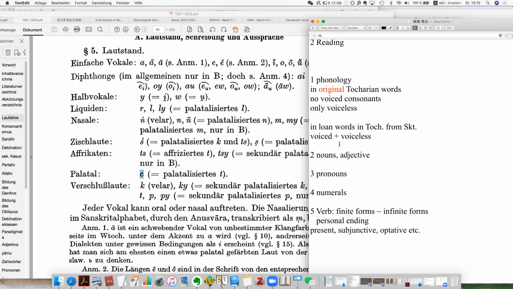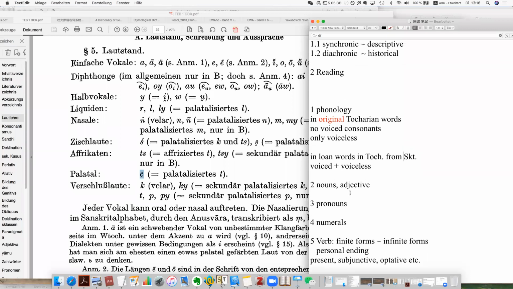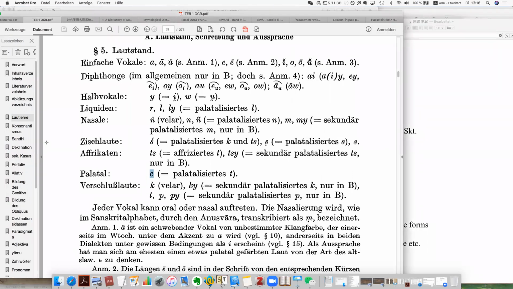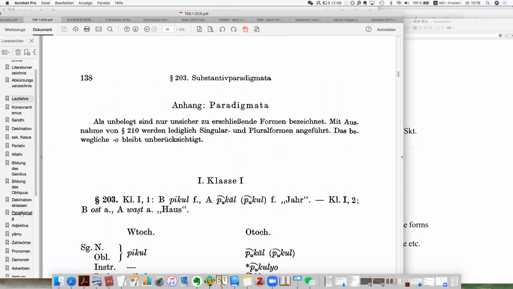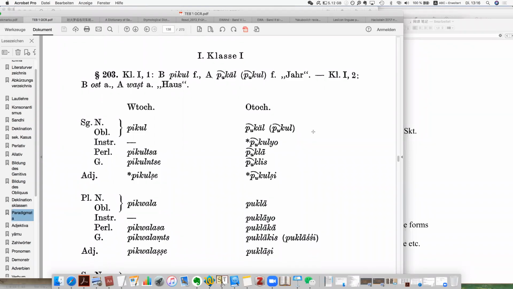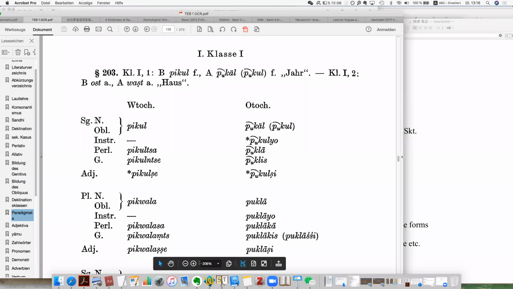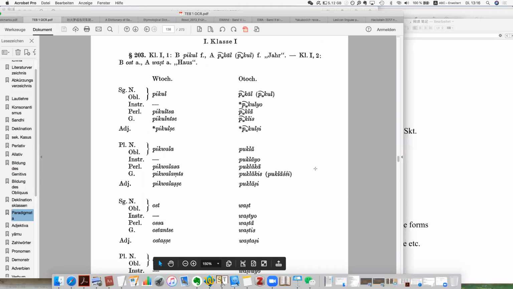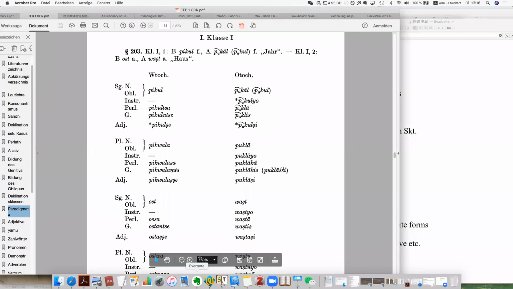And today we're going to look at historical phonology, and this is the second part. But now probably we can check a little bit of the nouns and adjectives. So as you probably have known, let's take the paradigm. As I explained yesterday, in Tocharian, I hope it's not too small. Yeah, probably I should make it bigger.